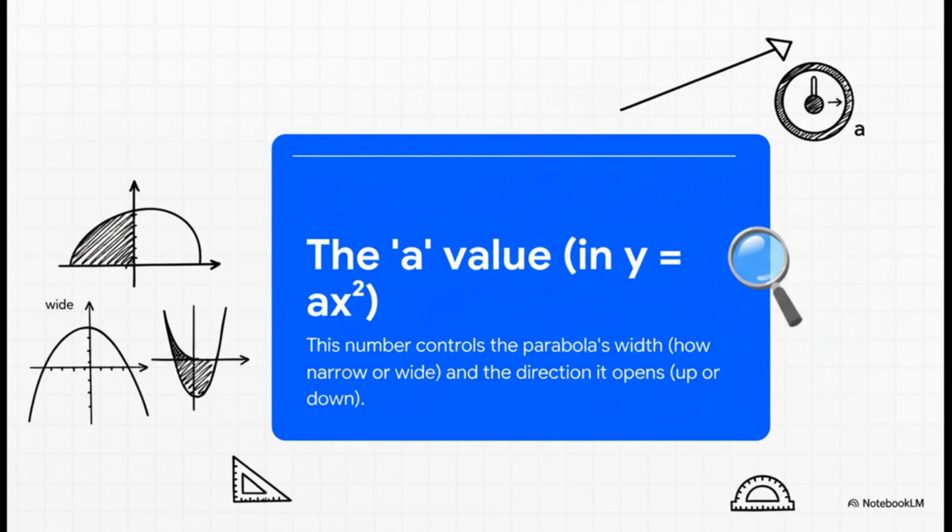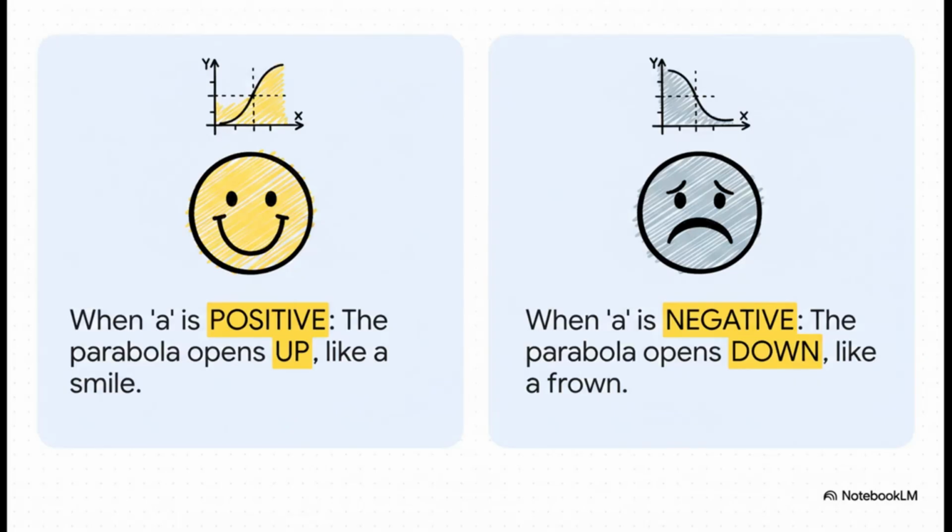So, remember our control dials for the line? Well, the parabola has its own. And the main one is this a value, that number we stick right in front of the x squared. This one little number is going to tell us how wide or skinny the parabola is, and really importantly, which direction it opens. And this is where it gets really fun. If a is positive, the parabola opens up, kind of like a smile. But if you make a negative, it flips the whole thing over, like a frown. So that one value doesn't just stretch it, it can literally turn it on its head. That is a ton of power in just one little letter.